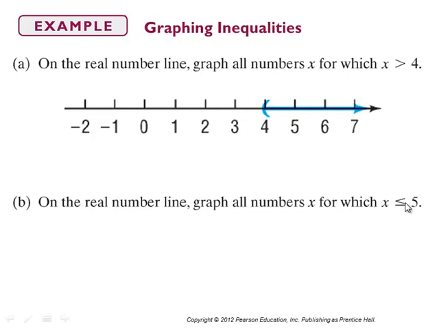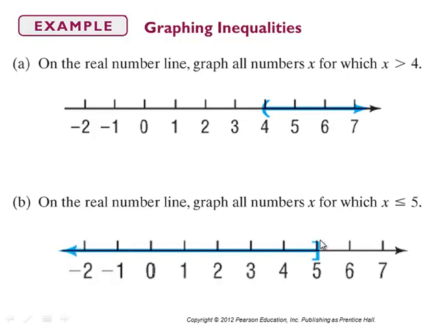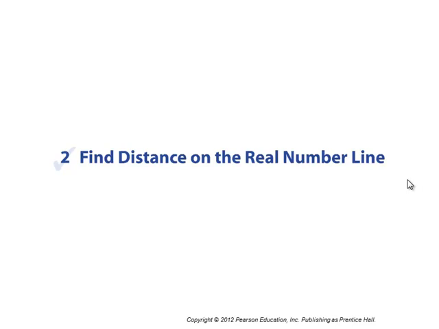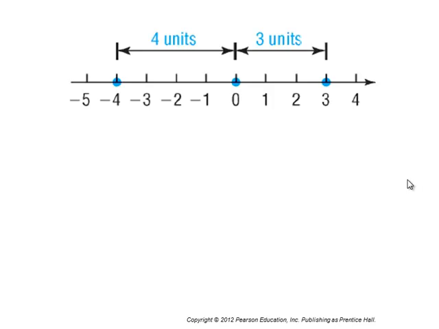Let's look at part B. We have the inequality x is less than or equal to 5. What could x be? Well, here's how we can graph it. Notice here that we've got this little closed bracket here, pointing to the left at 5. And we shade to the left of 5. So we'll say that any number that's at 5 or to the left will satisfy this inequality. Any questions about inequalities?